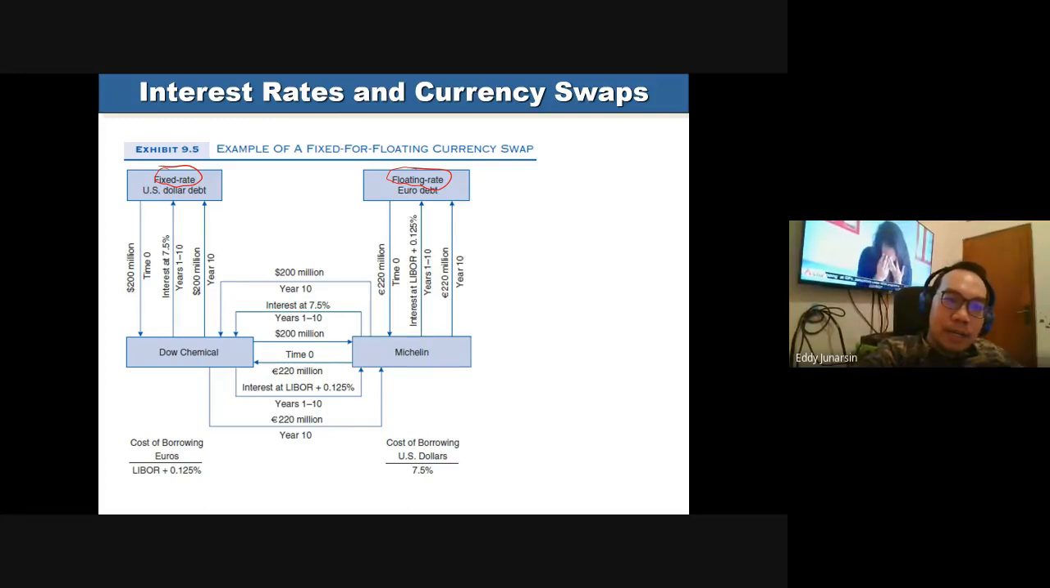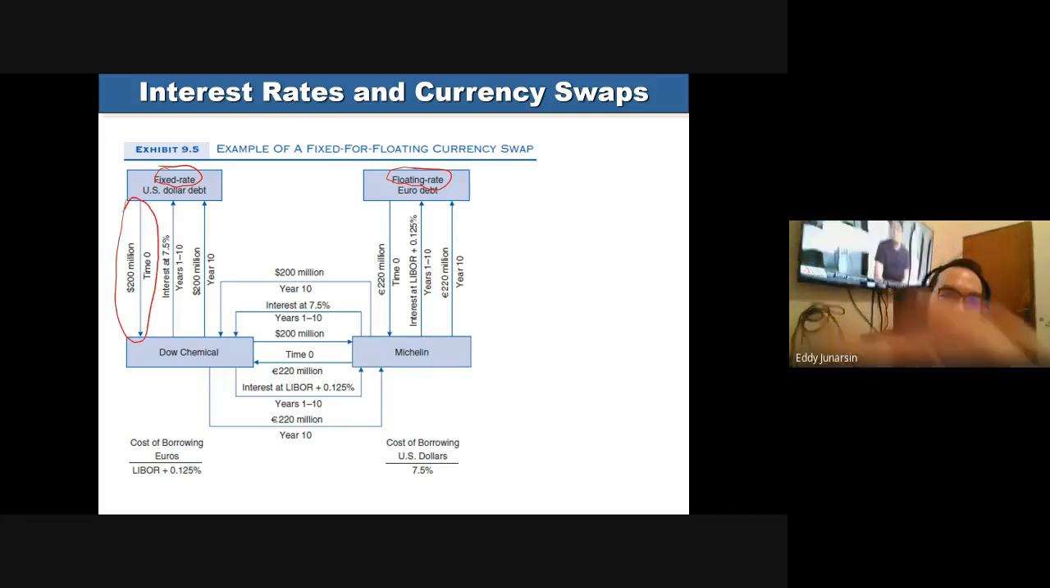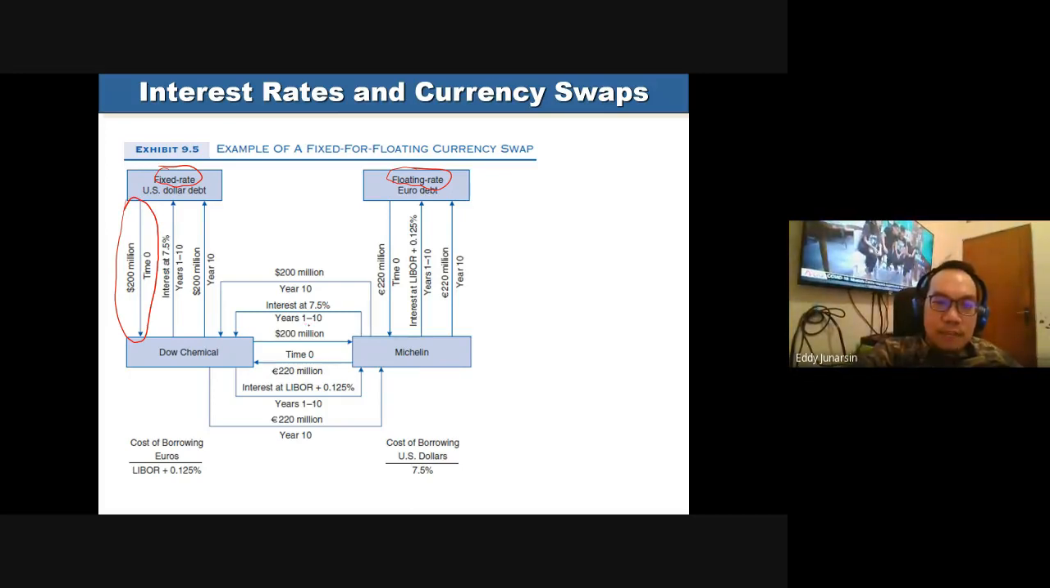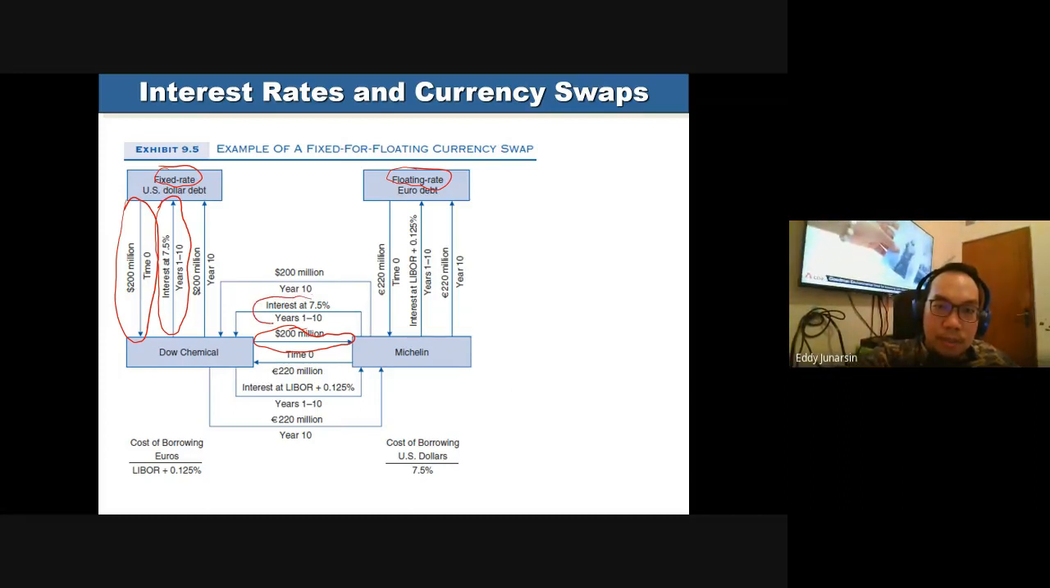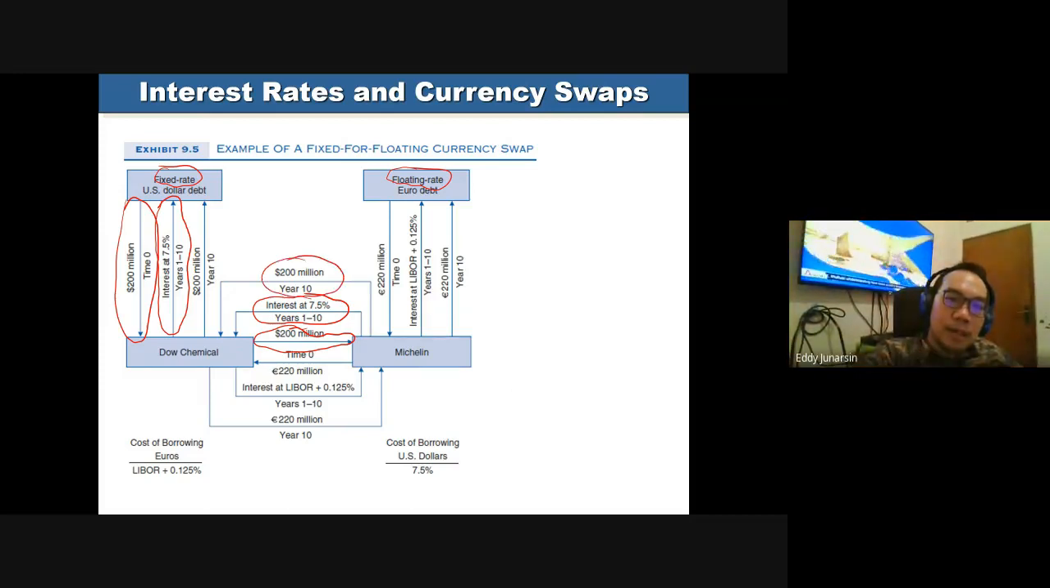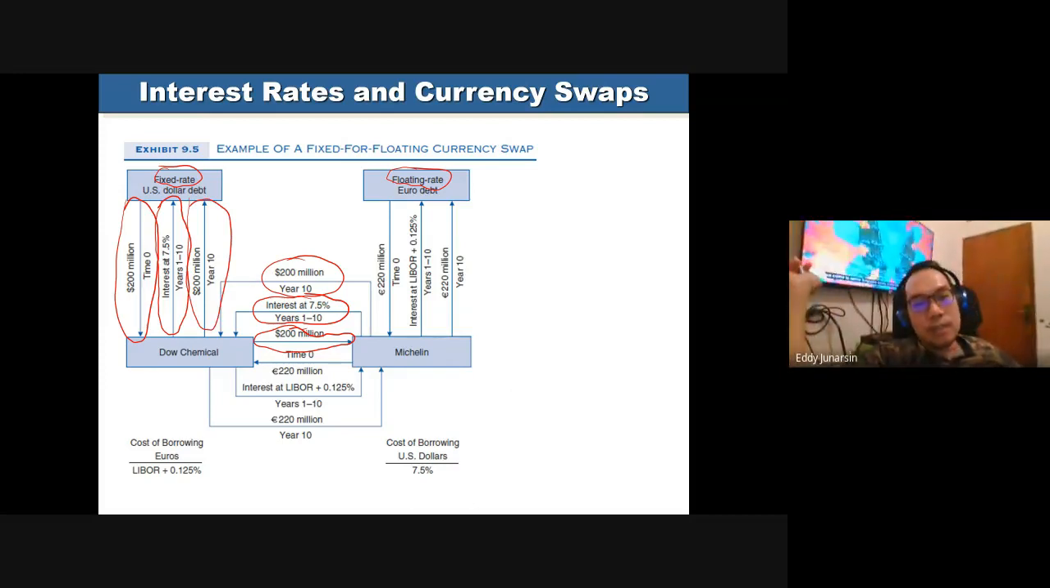So what's happening now? Again, Dow will start borrowing 200 million, right? 200 million. Then this is given to Michelin, right? And because of the fixed rate debt, Dow's obligation would be 7.5% for the next 10 years for the interest payment, right? But this obligation would be fulfilled by Michelin, right? So they will pay it here, okay? And then, of course, at the end, Michelin will have to repay the principal of 200 million, right? And this will be proceeded by Dow to the debt holders.